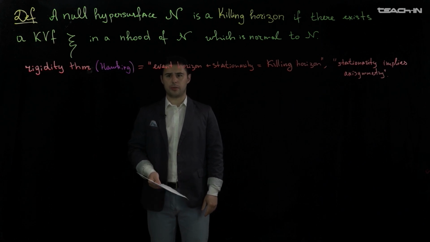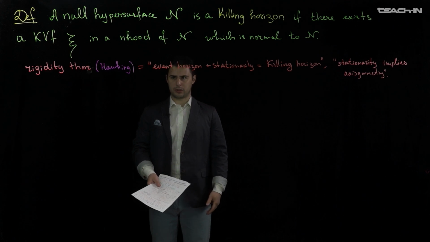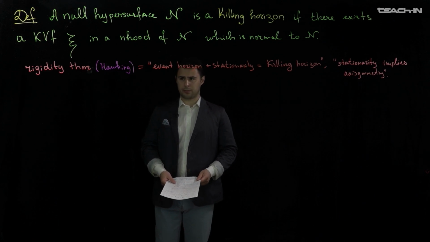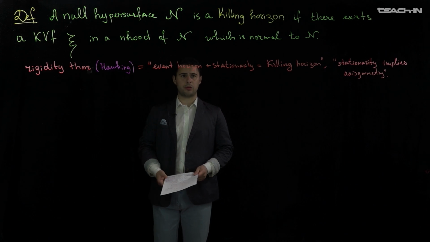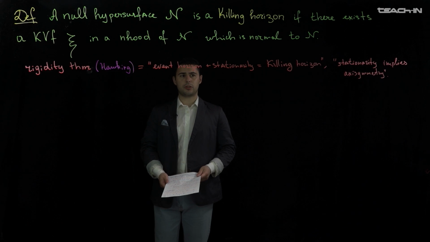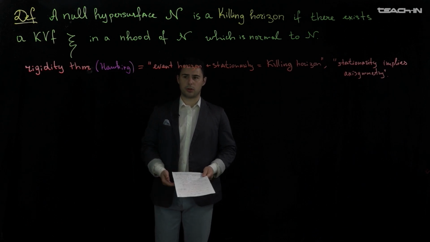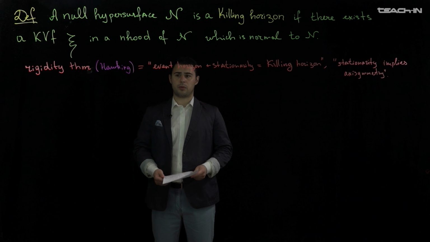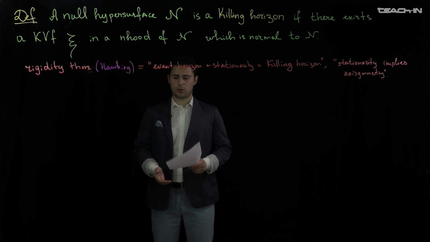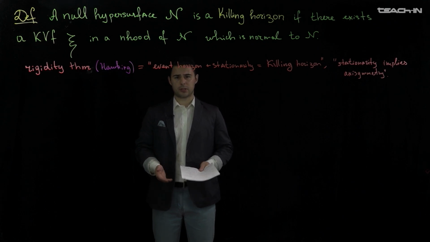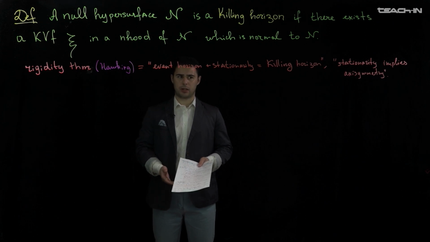Let us see how the geometry behaves around a stationary event horizon. So, let us start with an important definition, a definition of a Killing horizon. We will call a null hypersurface N a Killing horizon if there exists a Killing vector field, in the neighborhood of this null hypersurface, which is normal to N. So, our main statement for today will be the rigidity theorem, proved by Hawking, which gives two important consequences.